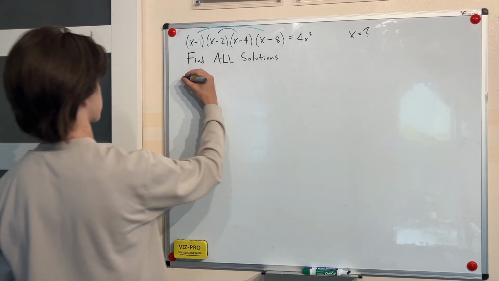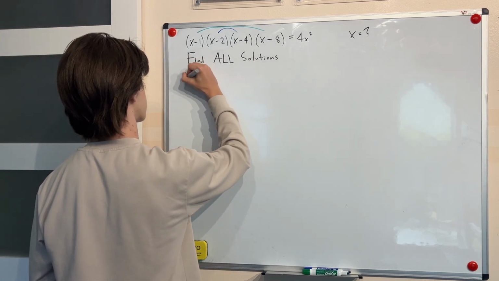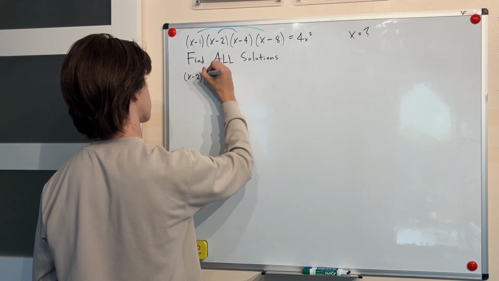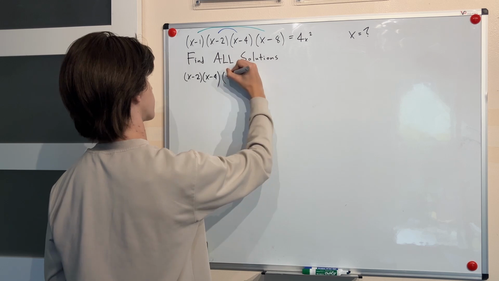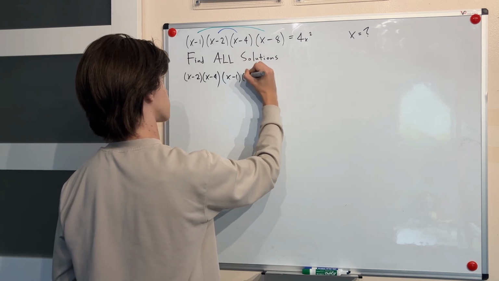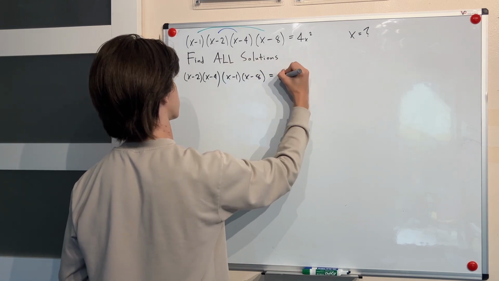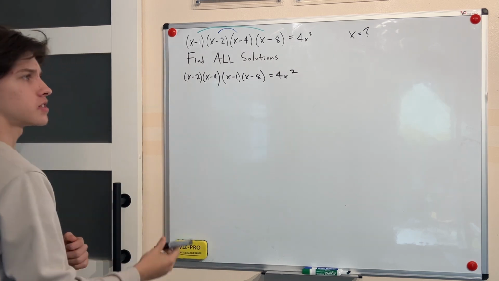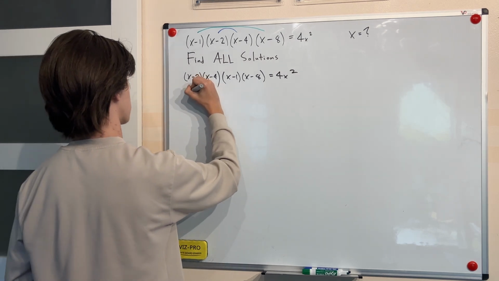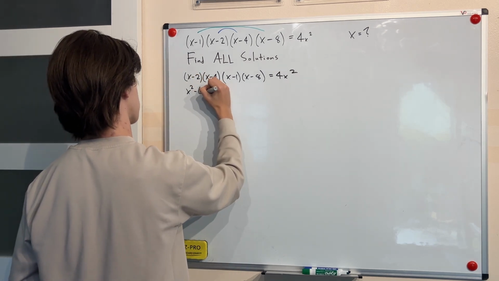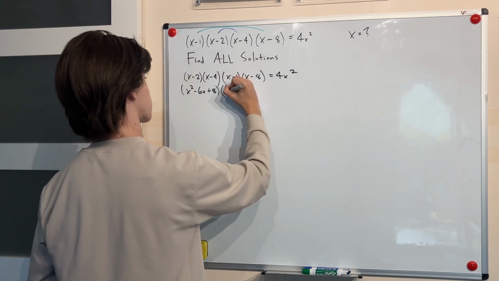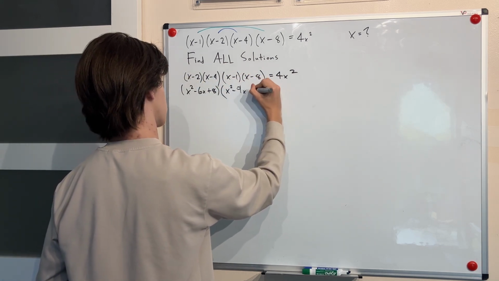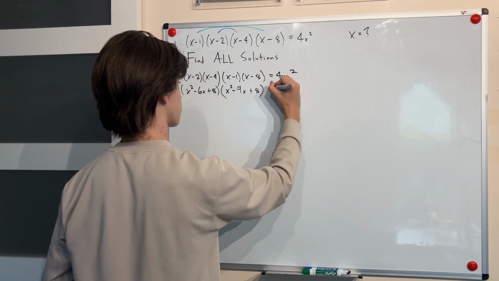So let's write that out. I'm going to have x minus 2 times x minus 4, like this distributed, and we're going to open it up in a second, just writing it a bit differently for now. And now if we open it, we get for the minus 2 and minus 4: x squared minus 6x plus 8, and that is times x squared minus 9x, also plus 8.